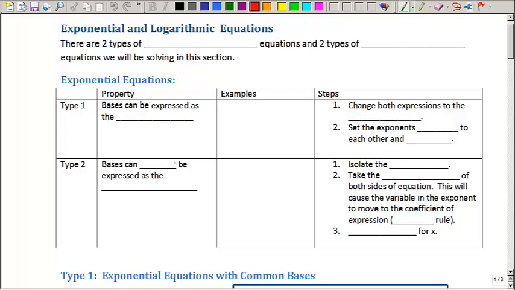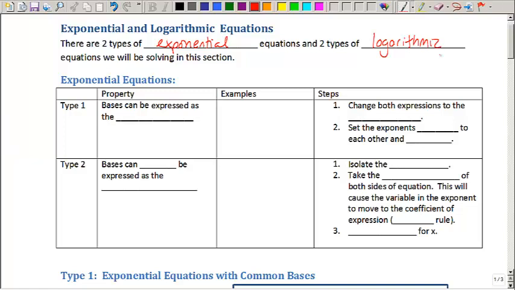In this section, we are going to be studying exponential and logarithmic equations, and we're going to be learning how to solve them. I want you to know that there are two types of exponential equations that we'll be learning how to solve today, and two types of logarithmic equations that we'll be solving in this section.